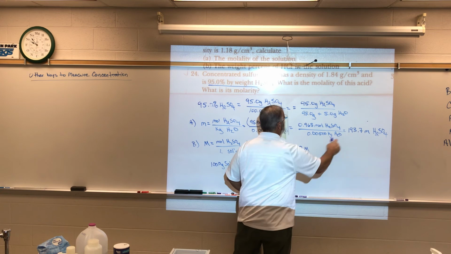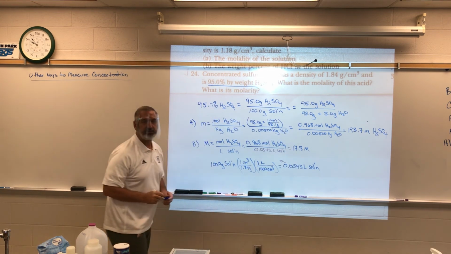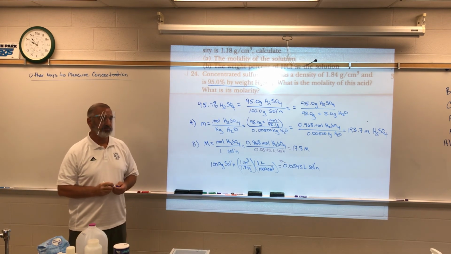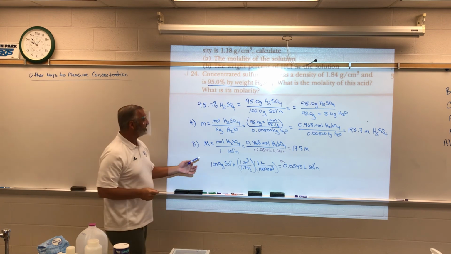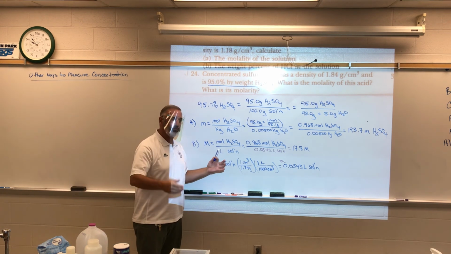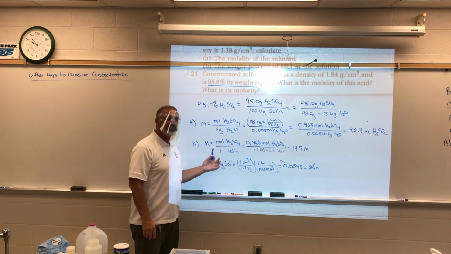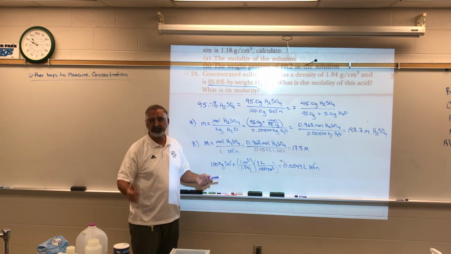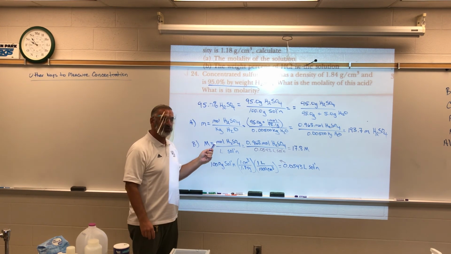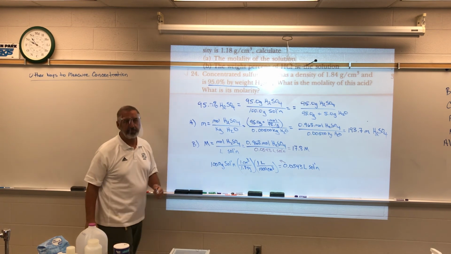Notice the big difference between molality and molarity. Molarity is the one we use because it tells us moles per liter, and it's the easiest one, which you just did on the quiz. It's the easiest one to figure out if I have 100 milliliters of a solution, how many moles of the solute do I really have in there, because that's what I need to know in terms of a reaction.